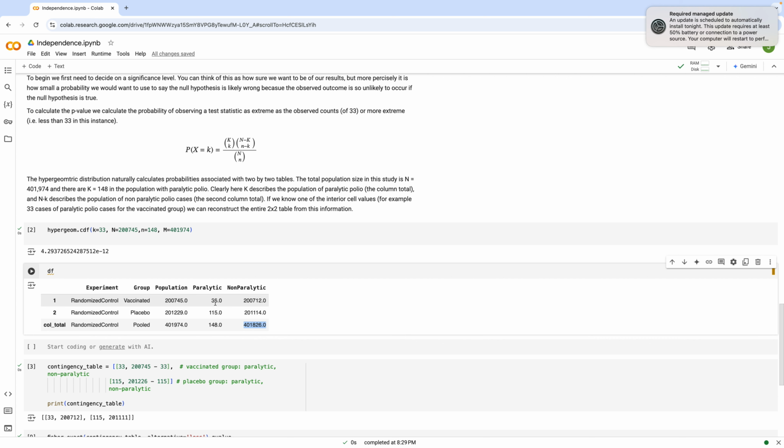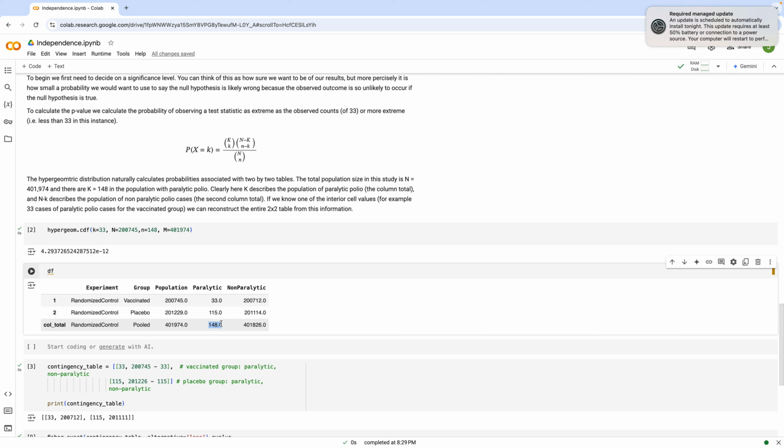And if I know any one of these values on the interior, for example 33, and I know these two column totals, I can reconstruct the entire 2 by 2 table. So the hypergeometric distribution is a natural way to calculate probabilities that correspond to 2 by 2 tables.